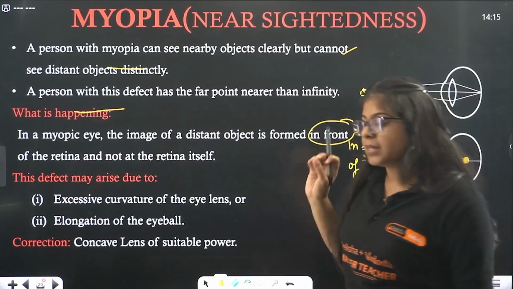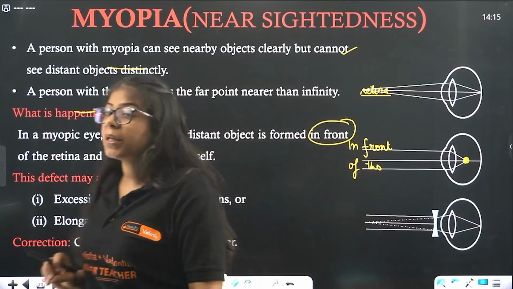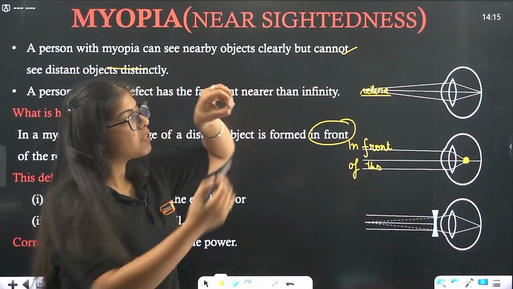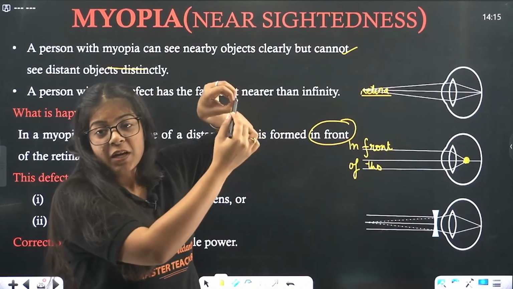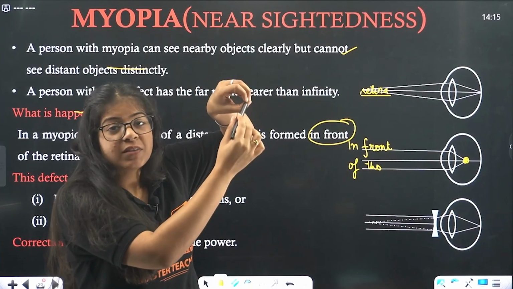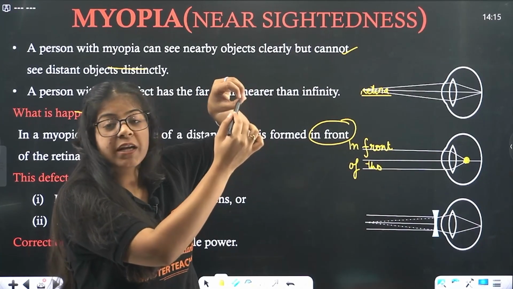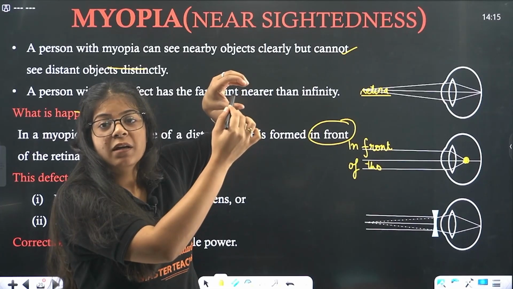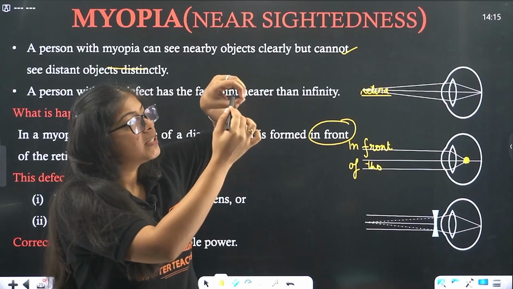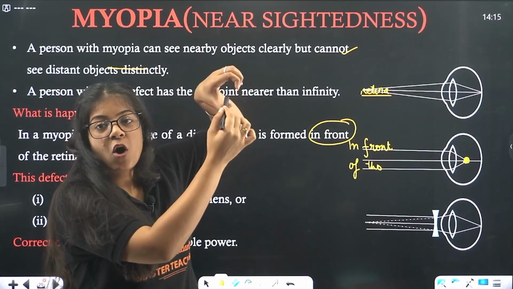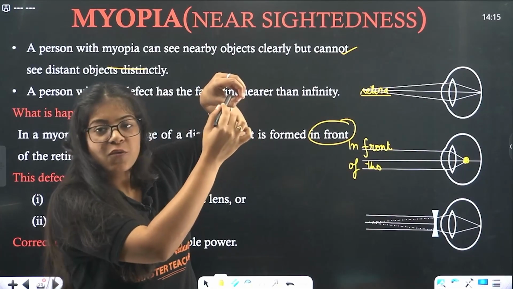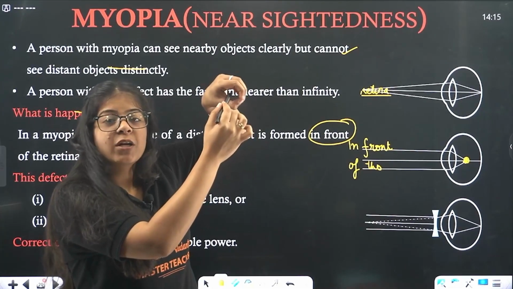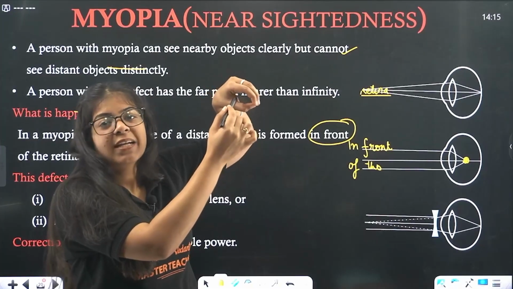Why is this happening? Let's understand that first. If this is where the image is being formed, in front of the retina, then my eyeball got bigger. That can be one case. My screen got further away. First the eye was like this, now my eyeball got bigger. So the image is focusing at the same point, but the screen moved away.